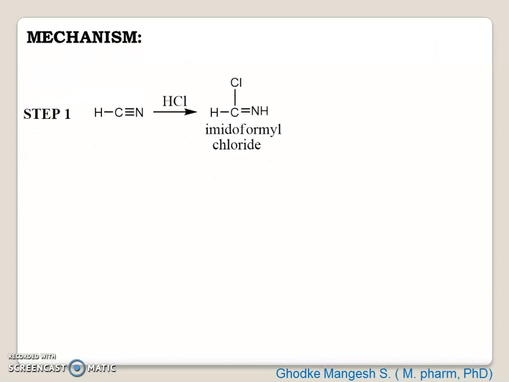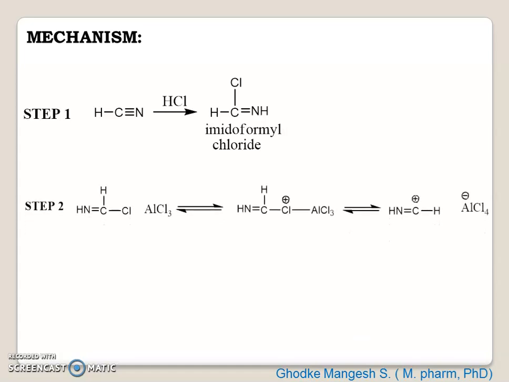Mechanism for this reaction: in step one, HCN is reacted with HCl. It will give amidoformyl chloride. In the second step, amidoformyl chloride and AlCl3 react to form a complex. From this complex, there is breaking of the bond between this carbon and this chlorine, so that it will give the carbocation, that is HN double bond CH positive charge carbon.